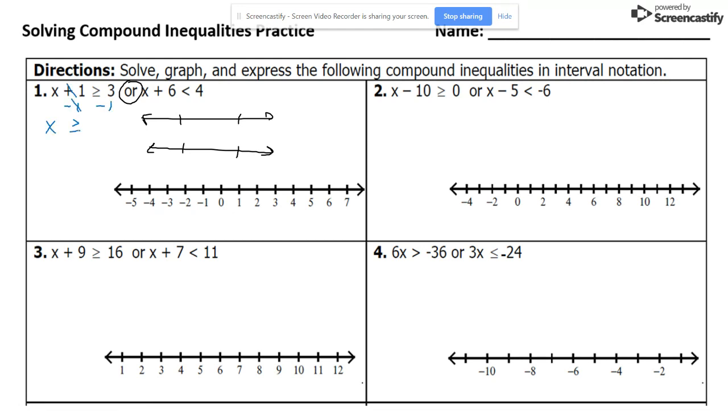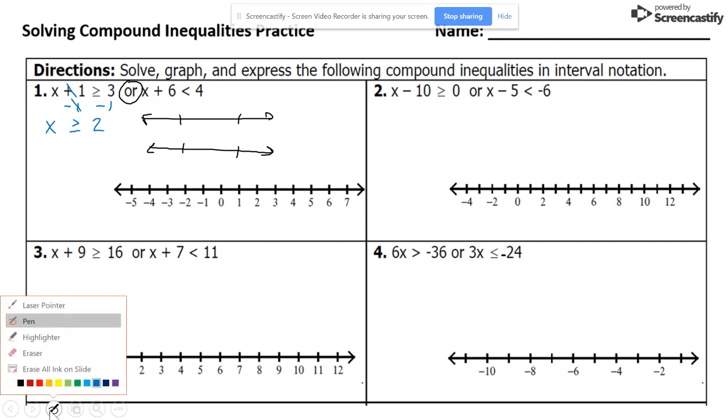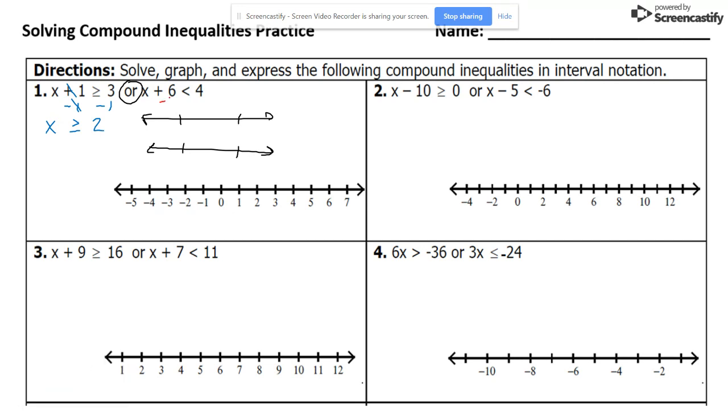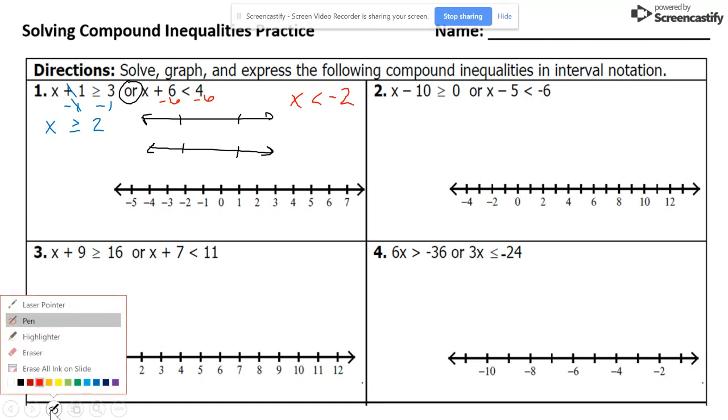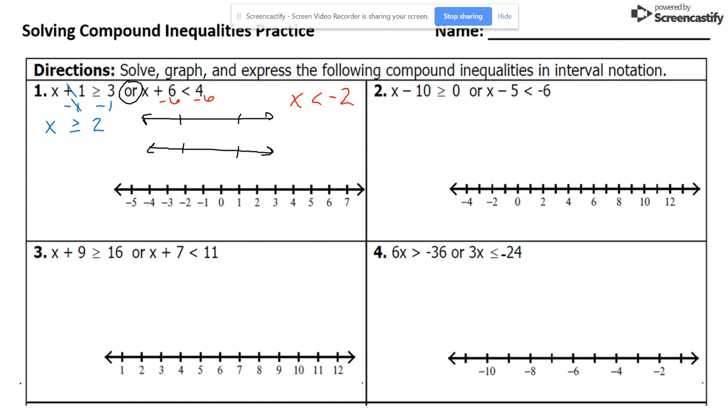So I get x is greater than or equal to 2. The second inequality, subtract 6. I get x is less than negative 2. Again, it is an OR. So I'm going to set up my 2 number lines with negative 2 and 2 as my key boundary points.